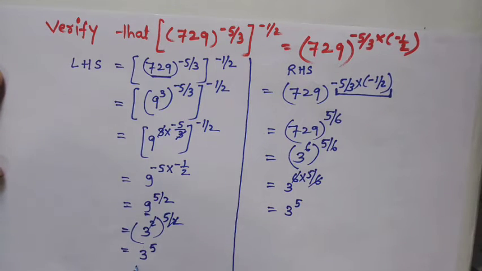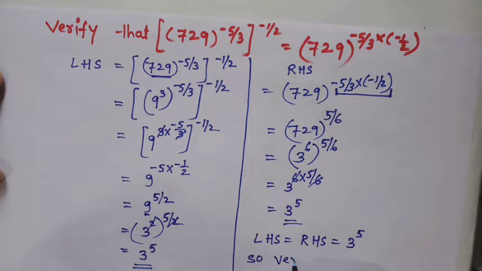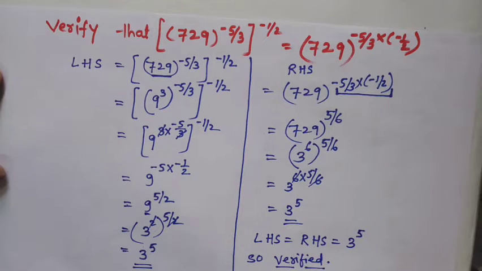Now children, you can see that your LHS is 3 power 5 and RHS is also 3 power 5. So you can say that LHS is equal to RHS and these two are equal to 3 power 5. So verified. So we have verified.